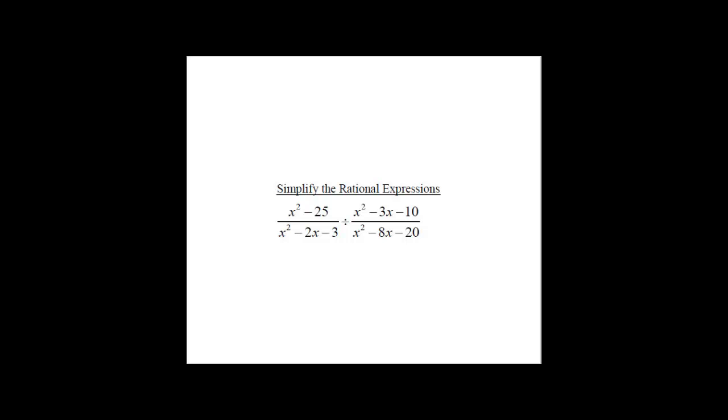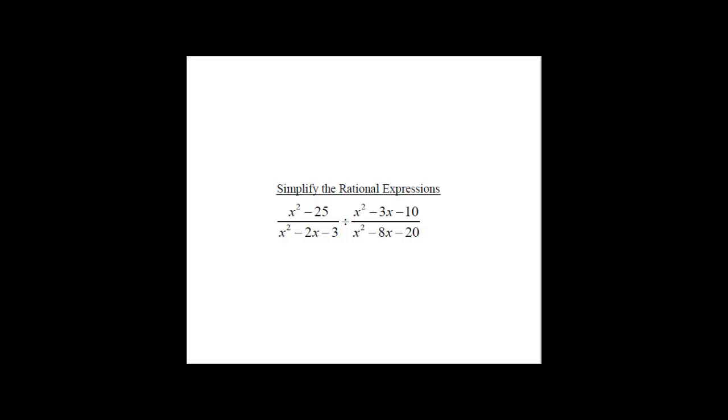Joshua, can you tell me what's the first step? You have to simplify the x squared minus 25. What do you mean by simplify? You mean factor? Yes, factor it out.